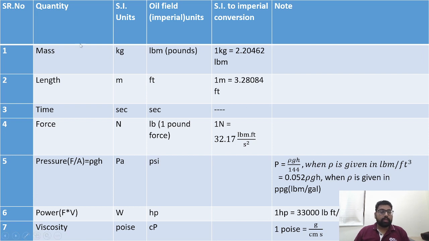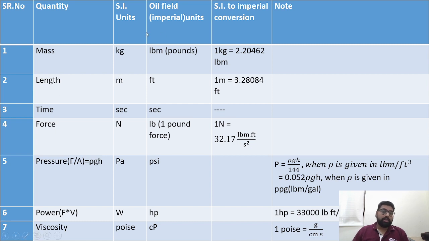So if we look at the first quantity, which is mass, the SI unit is kg, and in the oil field or the imperial units we use pounds. The simple conversion will be 1 kg is equal to 2.20462 pounds. So this unit conversion is not required. We just need to understand what the major differences are between the units used in SI and the units used in the imperial system.